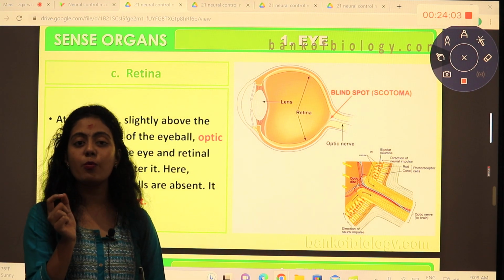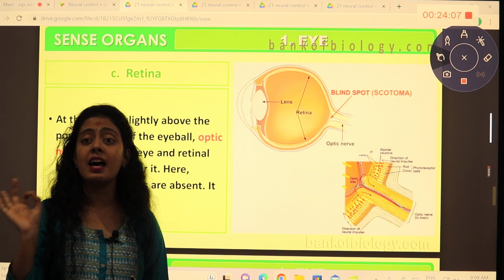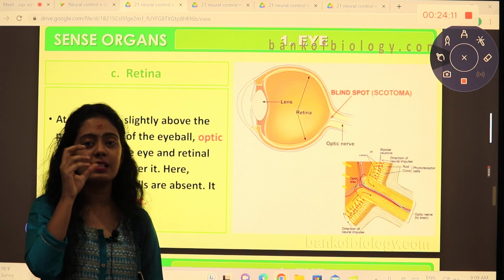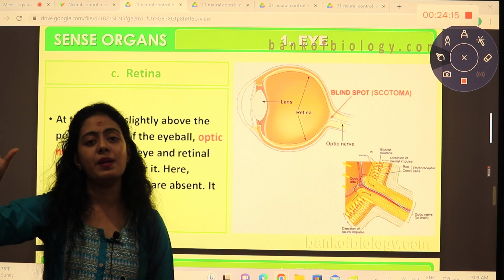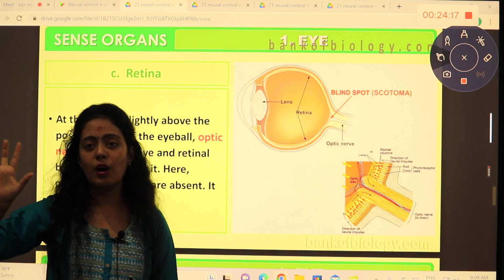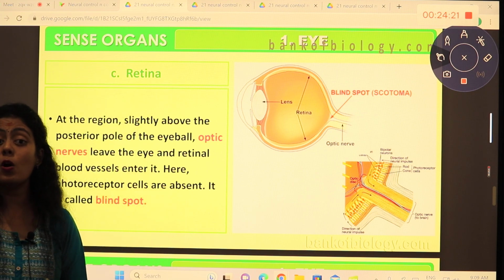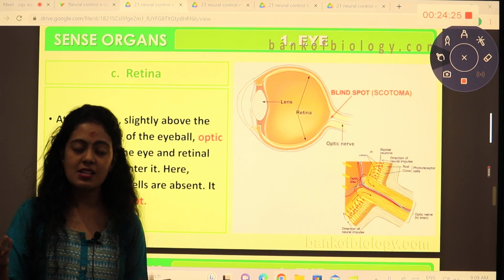What is the blind spot? It is a spot on the retina where rods and cones are absent. Why is it absent? Because it is a place where the optic nerve leaves the eye to enter into the brain. Is it clear? All of you are understanding about the blind spot. It is a spot where no image is formed. No rods and cones means no image is formed.